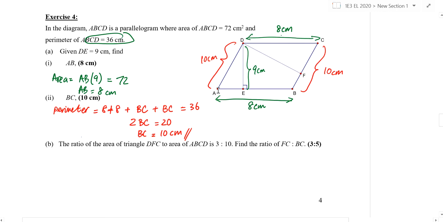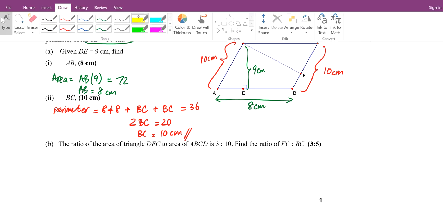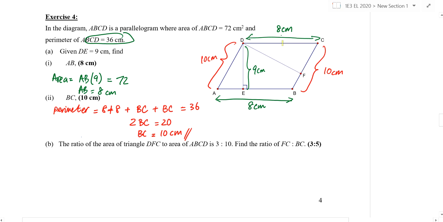Next, in part B, they are telling us that the ratio of the area of triangle DFC, let's highlight area DFC, to the area of the entire parallelogram is 3 to 10. So find the ratio of FC to BC. How we're going to go about doing that is by considering the area of a triangle as well as the area of a parallelogram.